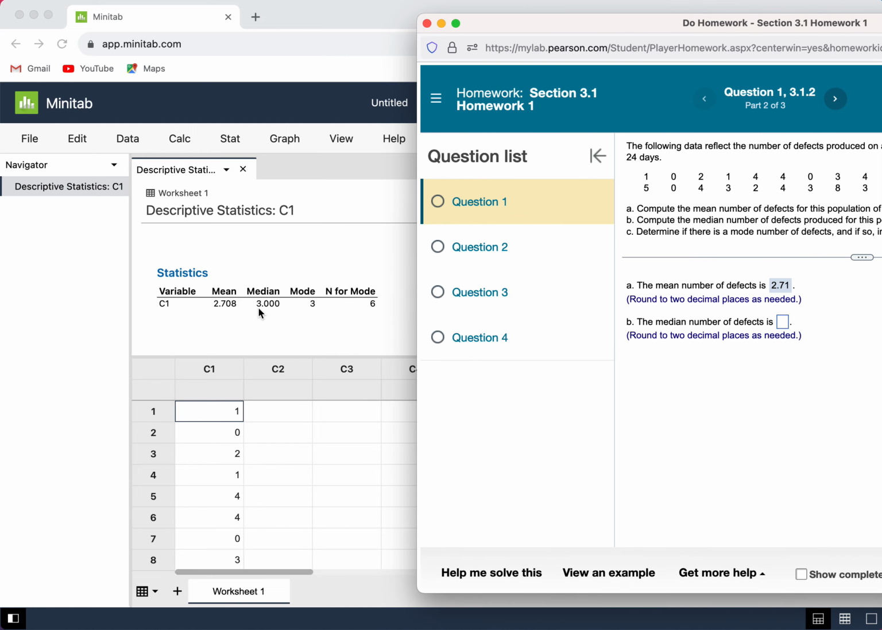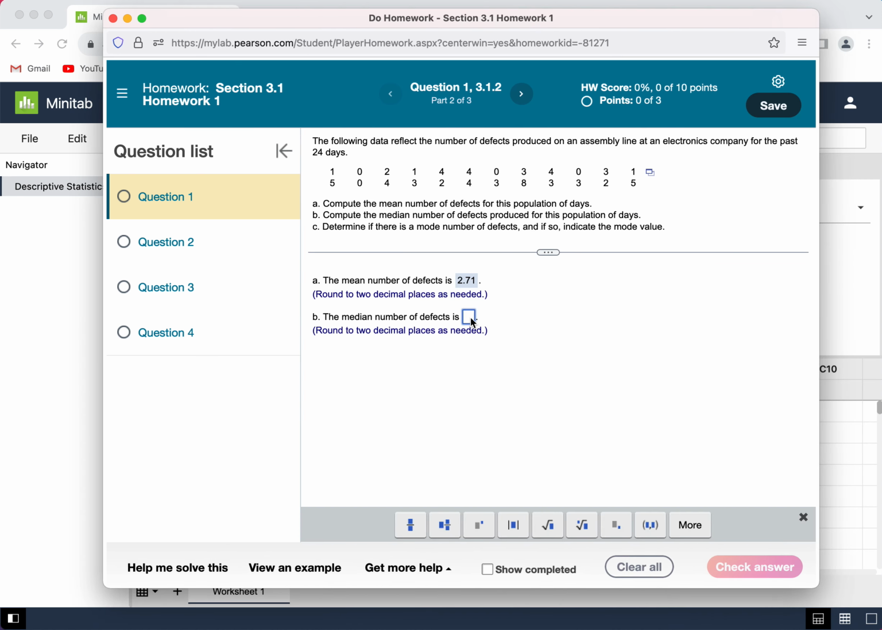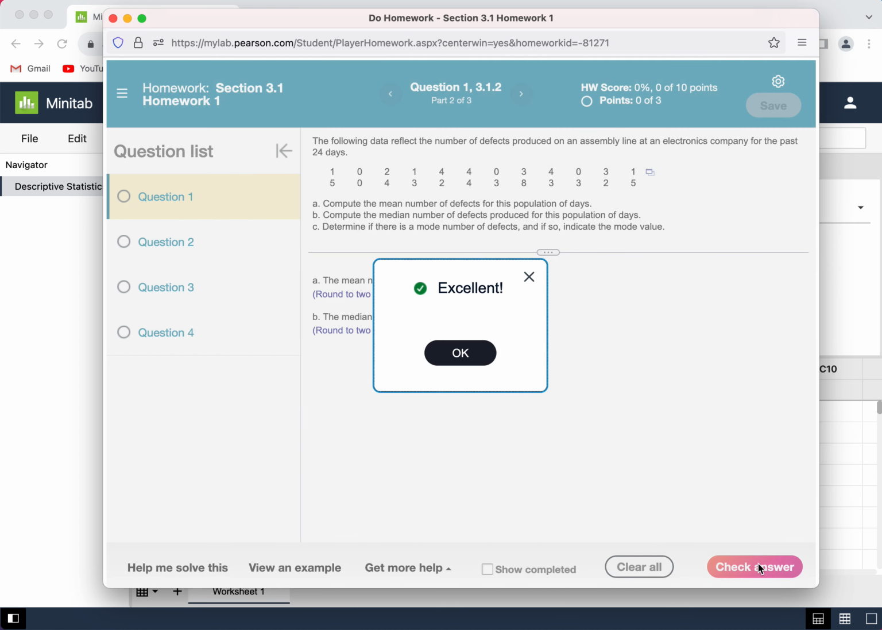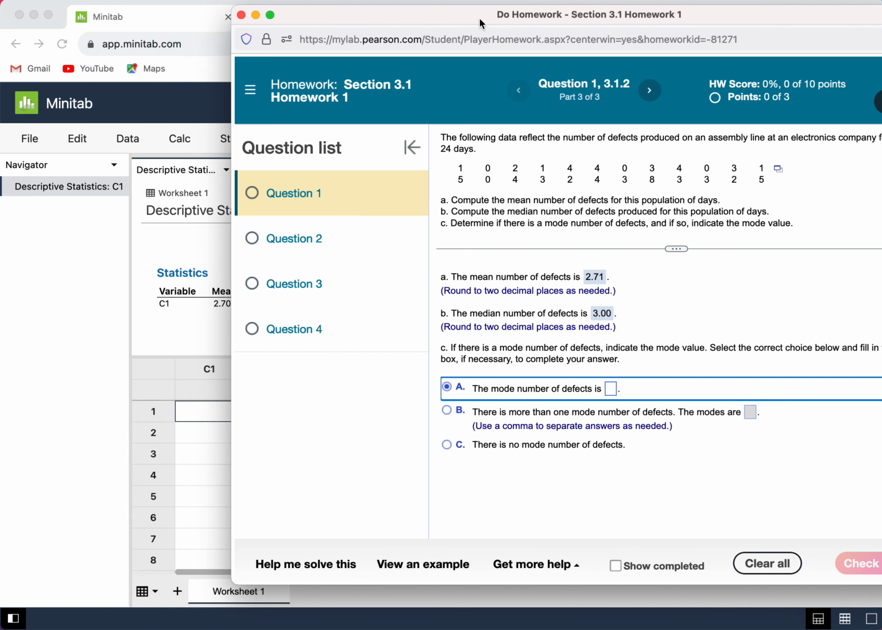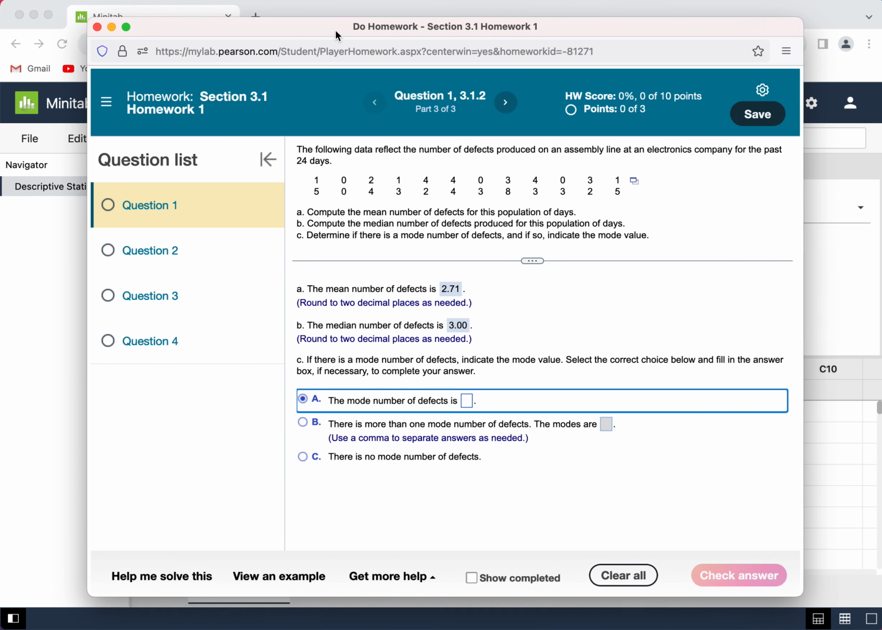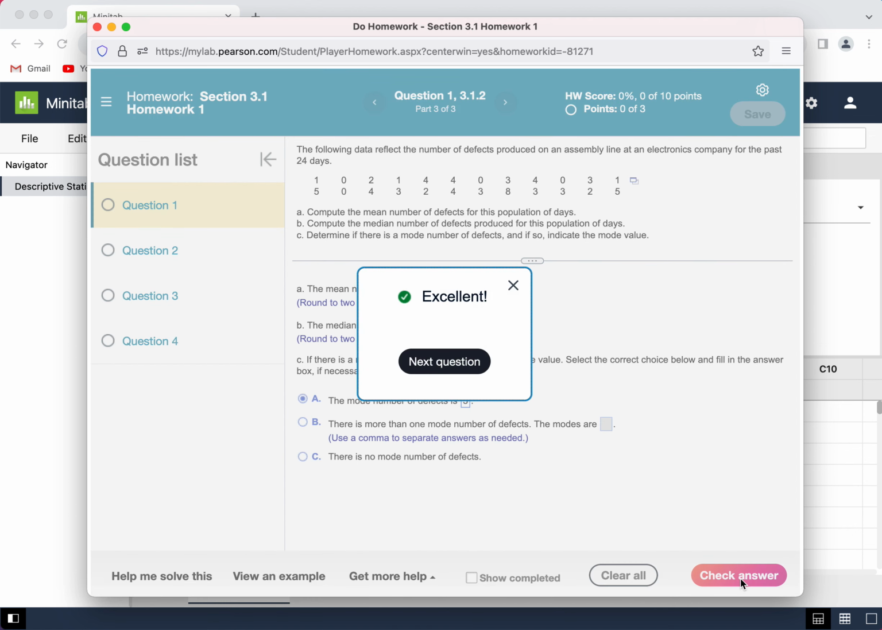So my median here, 3.00. I do want those extra zeros, even though that's the same number as 3. And then the mode, remember with mode, it's possible to have more than one, but in this case there is only one mode. And that mode is 3. 3 is the number that appears most frequently in the data set. So I'm going to enter that. And that's how you calculate statistics such as the mean, median, and mode in Minitab.